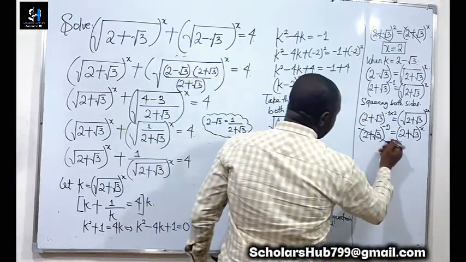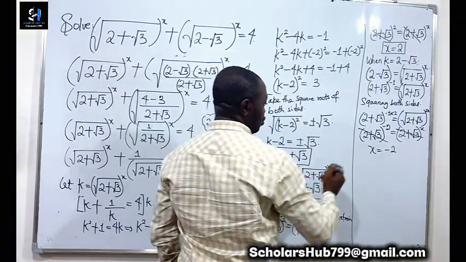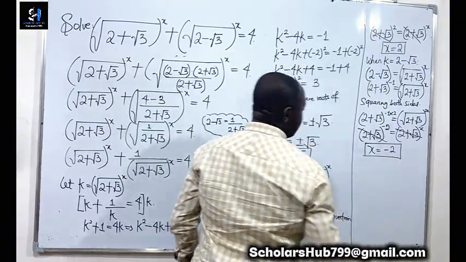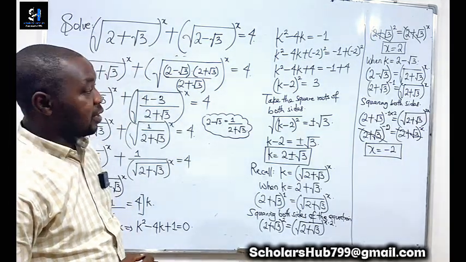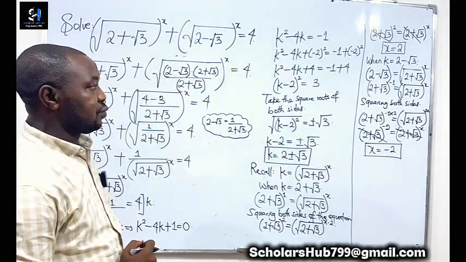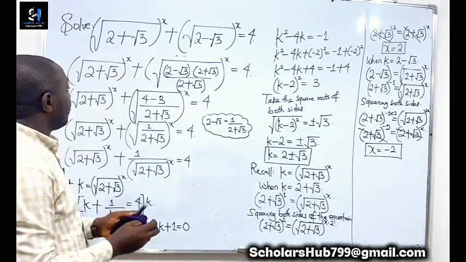So same base on both sides. In this case, x will be equal to minus 2. The value of x is equal to minus 2 when the value of k is 2 minus radical 3. Now let's verify our answer.